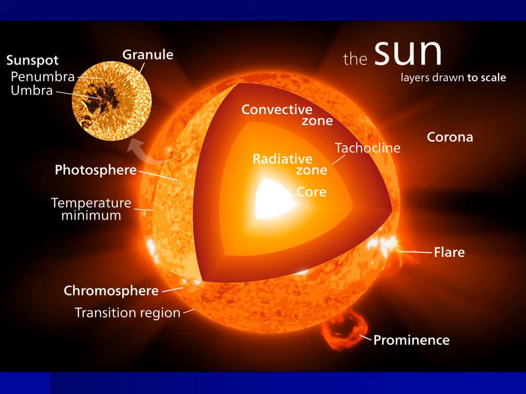So there's the layers of the sun. We've got the core in the middle. The core is where the nuclear fusion is happening. You've got the radiative zone. The radiative zone is where the energy is bouncing its way out. The convective zone, where it's circulating, and the circulating gases take the heat out to near the surface.